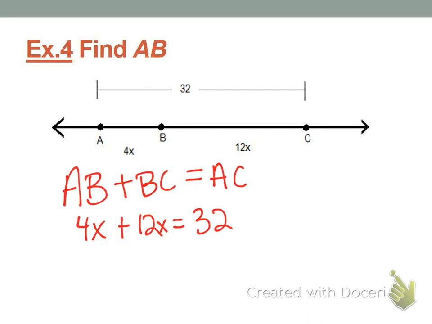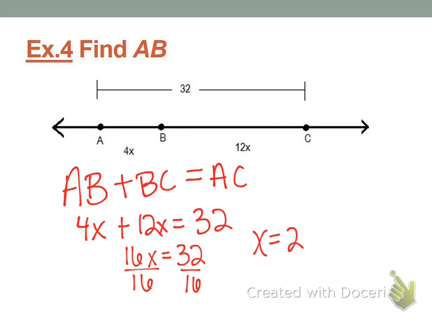What do I need to do to solve this? Combine like terms. 4x plus 12x gives me, beautiful. Last step to get x alone. What do we get for x? 2. Now I would be careful on questions like this because we found x, so are we done? No, they didn't ask for x. What did they ask for? AB. Don't do 90% of the problem and then forget to answer the question.